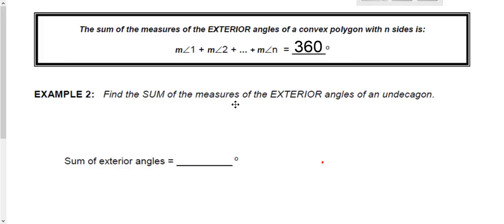So example 2: find the sum of the measures of the exterior angles of an undecagon. Well, that's got 11 sides, but it really doesn't matter how many sides they got, because this formula says no matter how many exterior angles, it's always going to add up to 360, whether it's got 3, 4, or 11 sides. So that's a pretty easy problem.